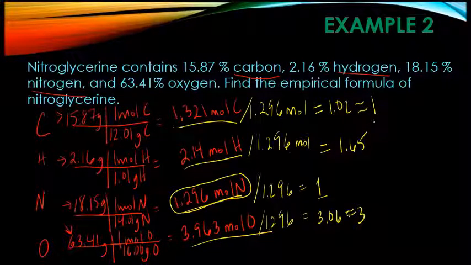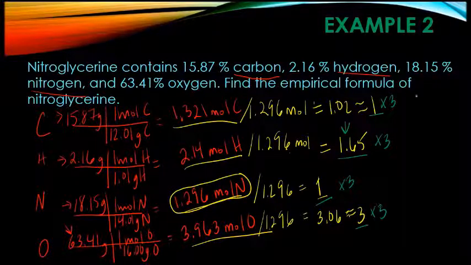Now looking here, 1, 1.65, 1, and 3. We do have the issue here where this one did not come out to be a whole number, so we'll need to multiply everything through. 0.65 is close to the 66. So really, to get a whole number from that, we would multiply everything by 3. This would be 3 for the carbon, 3 for the nitrogen, and 9 for the oxygen. And the hydrogen ends up being like 4.95, which is really a 5.